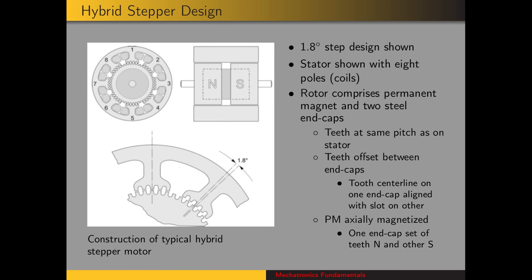The hybrid stepper design is less straightforward than the variable reluctance design. The design shown here is the 1.8 degree per step design. Some things we can notice about hybrid stepper design: for this stator, we have 8 poles or coils, so you see the 8 different coils. On the stator, the coils are around the steel laminations like in the variable reluctance, but now we have teeth on the stator laminations. Then the rotor for the hybrid stepper design has teeth on it too, and they're at the same pitch as on the stator. Here's a zoomed in view of poles 1 and 2, and you can see that the pitch for the teeth on the rotor is the same as the teeth on the stator.